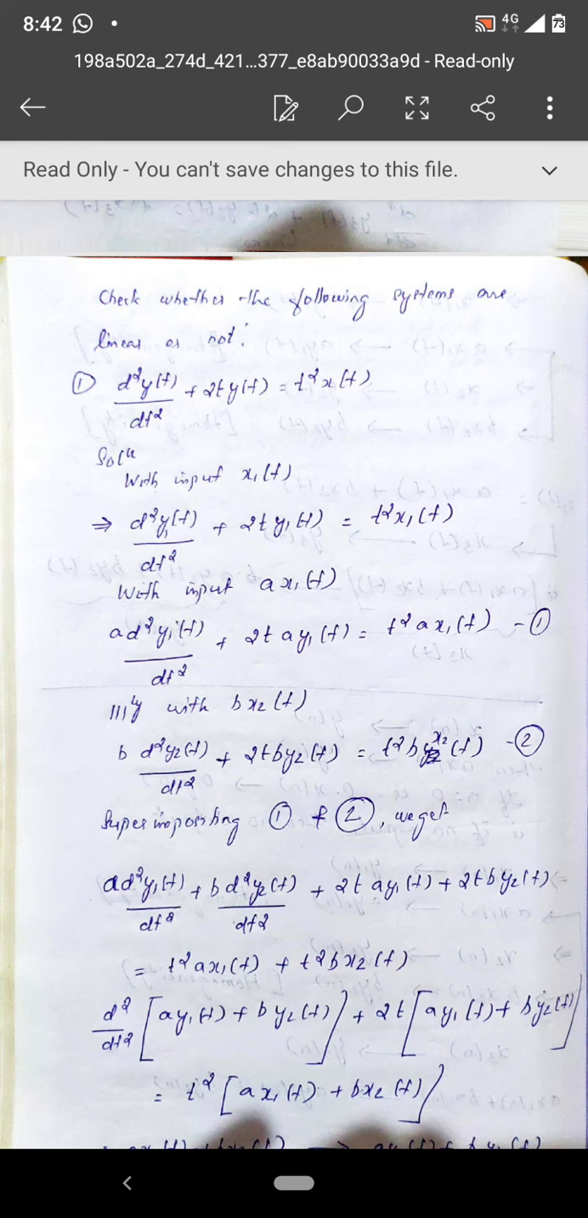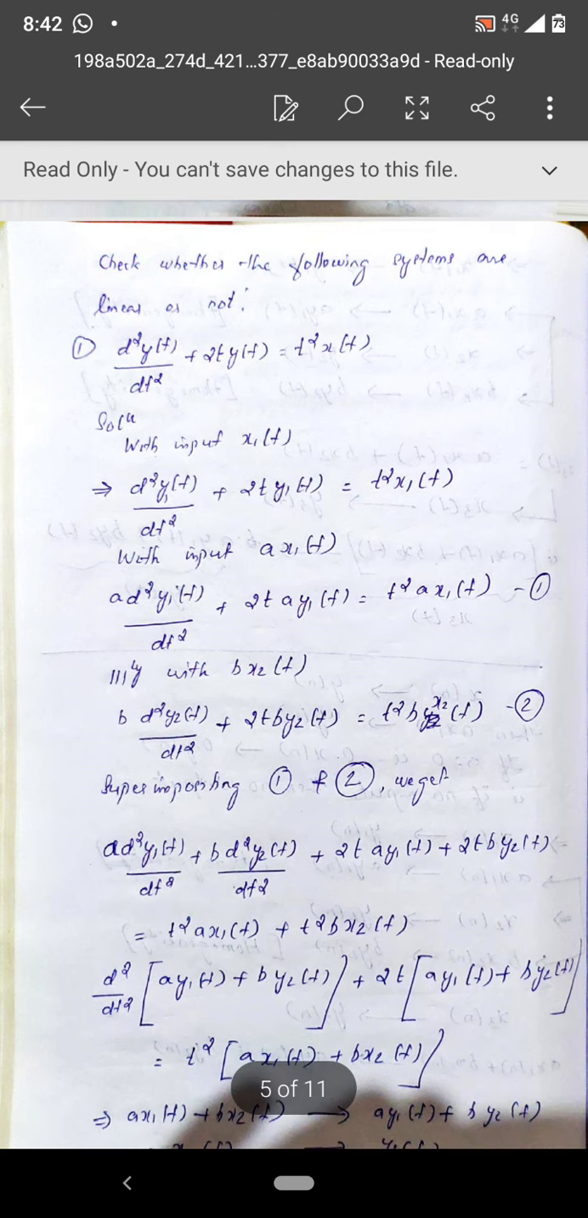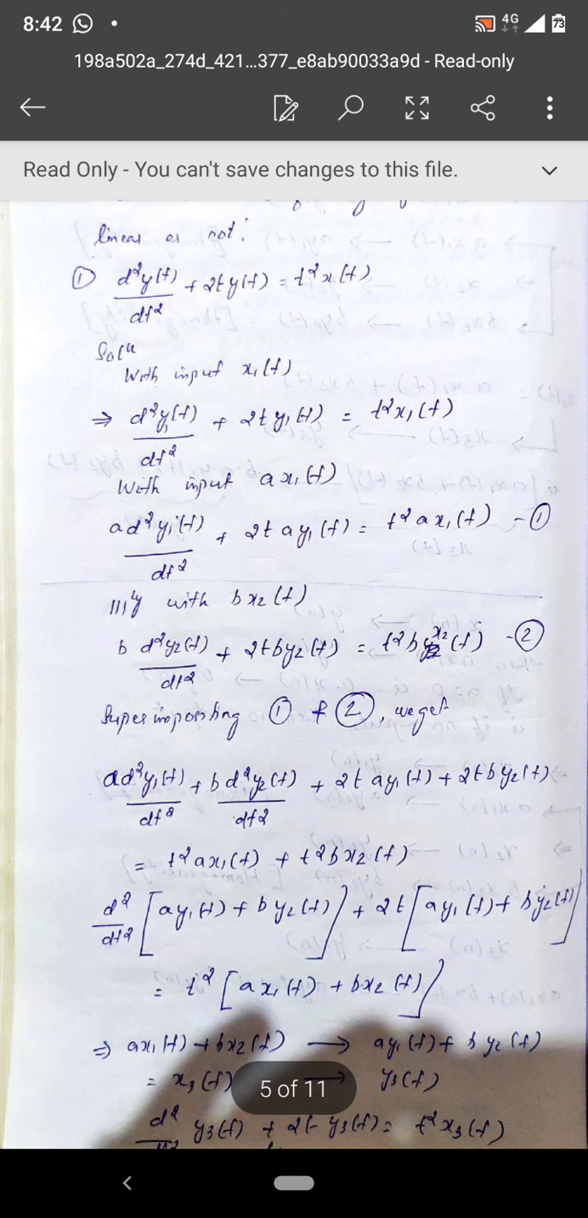Similarly, if you apply x2 of t, your response will be y2 of t, and if I multiply the equation throughout by b, then I'll get equation number 2. Now I add 1 and 2, that is, I superimpose the two inputs. Okay, that is what is superimposition.